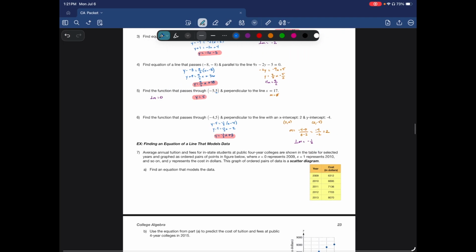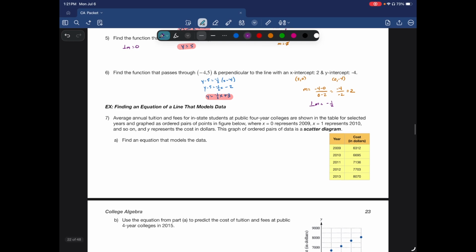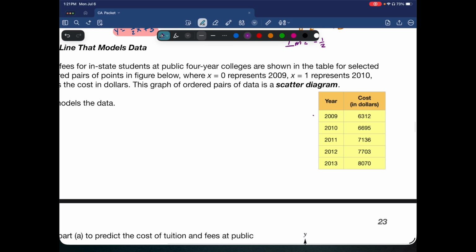Now, what about pulling from data charts or word problems? Okay, so it says the average annual tuition and fees for in-state students at public four-year colleges are shown in the table for selected years and graphed as ordered pairs in points. All right, so the table's on this page, the graph's on the next page. We'll look at the graph in a second. X represents 2009, X equals 1 is 2010, and so on and so forth. So let's just go ahead and make note of that. So 2009 is 0. That means this is 1, 2, 3, and 4.